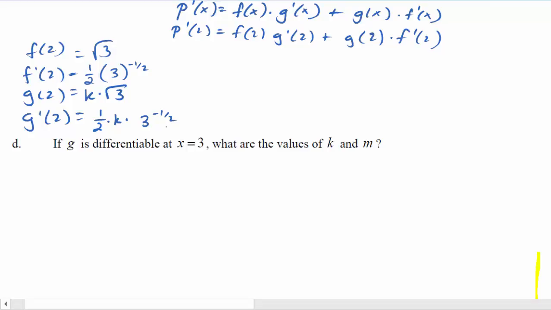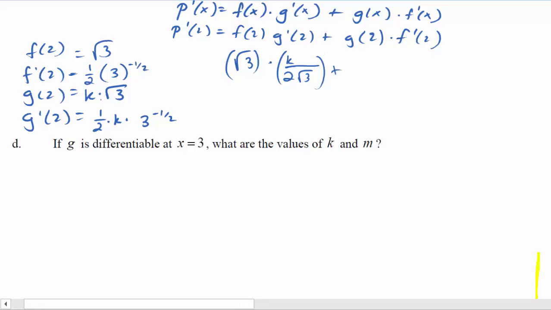Now, before I plug this in, this would be a mess with all these exponents. I'm going to slowly take one piece at a time. F of 2 is square root of 3. G prime of 2 is this guy. Well, it's k over 2, because 1/2 times k is k over 2, except this 3 to the negative 1/2 just means the square root of 3 is on the bottom. And if you recognize that, it's just going to make the algebra so much easier.